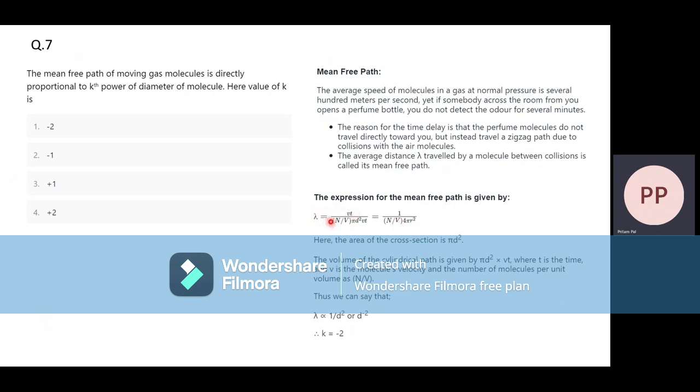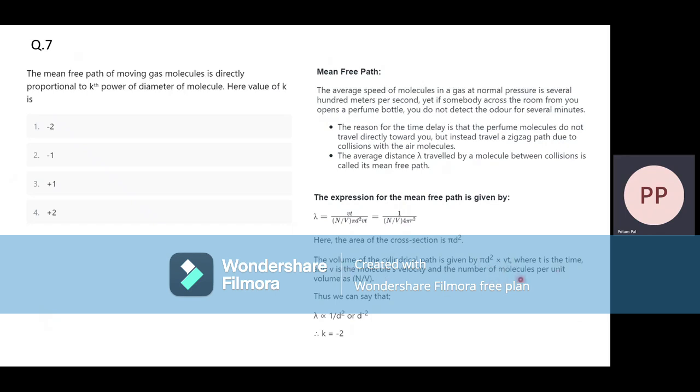So now we'll rewrite it as Vt divided by (n/V) times pi d square times Vt. Simplifying this, we get 1 over (n/V) times 4 pi r square. Here the area of the cross section is pi d square, so the volume of the cylindrical path is given by pi d square times Vt, where t is the time and v is the molecule's velocity.